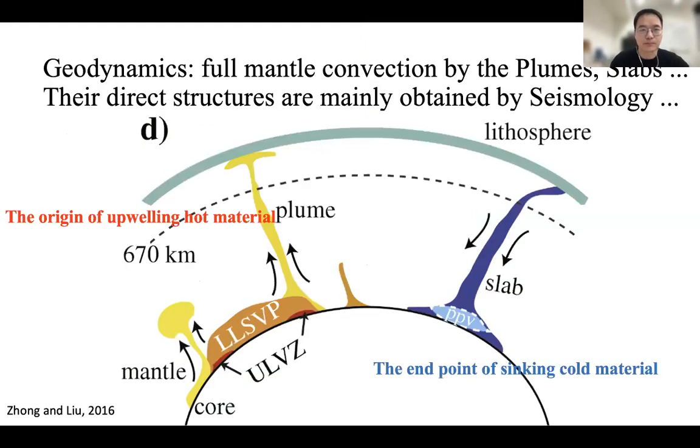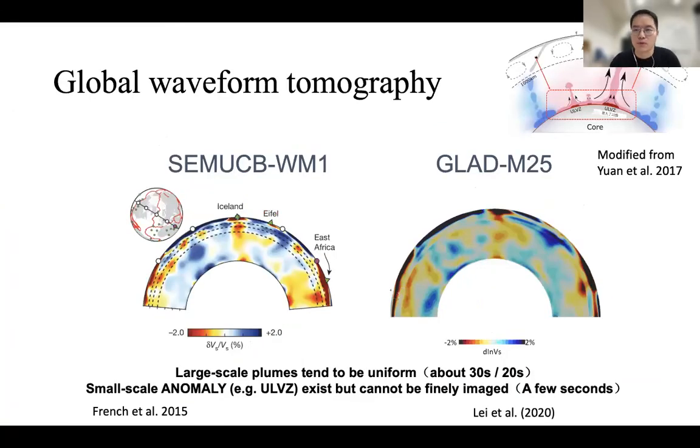As we all know, geodynamics is very important to help us understand the evolution of the Earth. Like we know the plume is the origin of the upwelling hot materials, and the slab's fate is the end point of sinking of cold materials to the CMB. And the core-mantle boundary is a very important interface because it's the exchange location between materials and energy. All these kinds of structures are mainly obtained by seismology, like global waveform tomography.